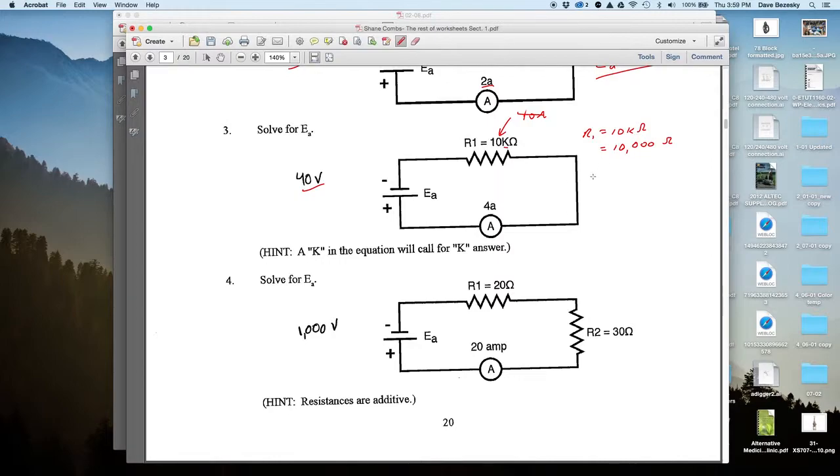Okay, if we want to calculate EA then, EA is equal to the current times R1. The current is 4 amps. The resistance, 10,000 ohms. So that means EA is 4 times 10,000, or 40,000 volts. If we want to convert that back to kilo and get rid of some zeros, we can say that's equal to 40 kV, 40 kilovolts.